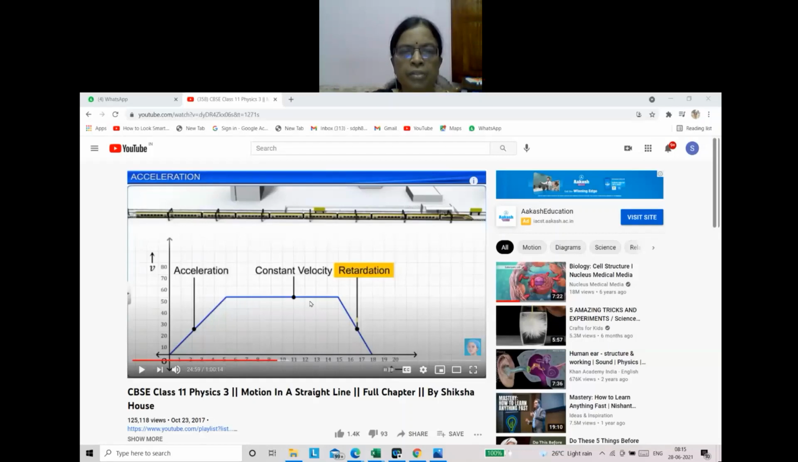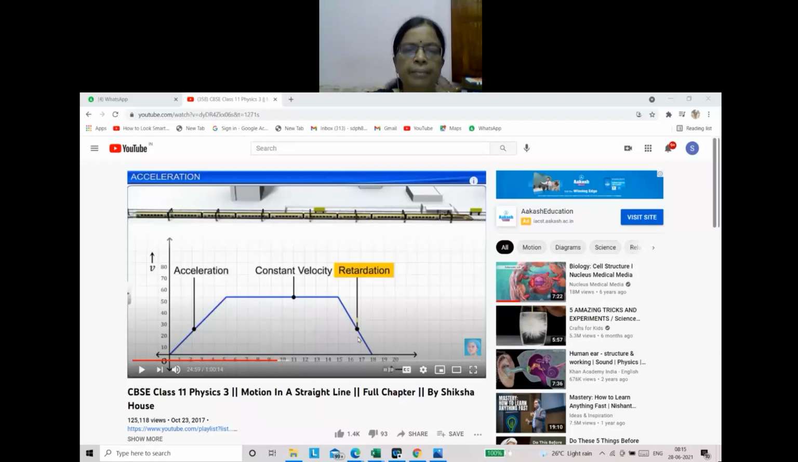Then it moves with a constant velocity when no other obstacles are there in its path. So it moved with a constant velocity. For example, how much is it? Suppose this is 50 meter per second, constant velocity. It moved up to 15 seconds with a constant velocity. So this is the velocity time graph for constant velocity. So velocity is constant here.